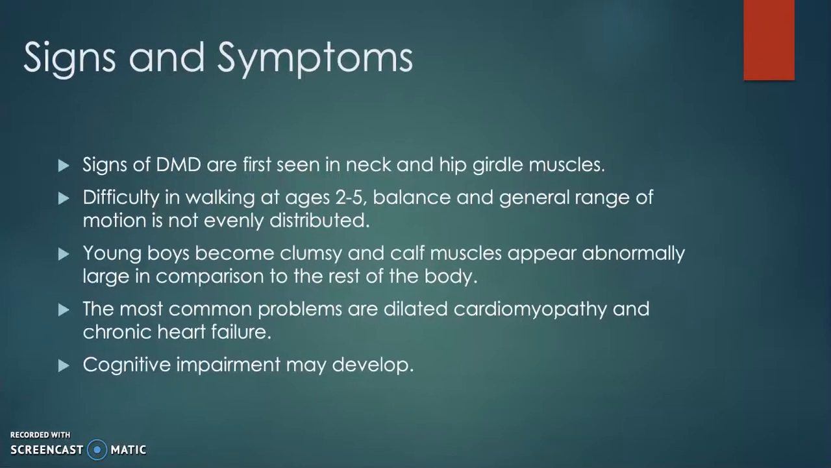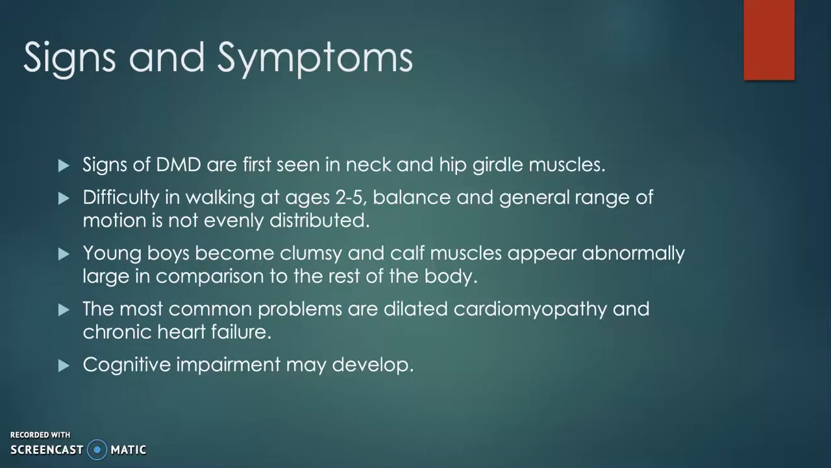Alrighty, signs and symptoms. So the signs of DMD are first seen in the neck and hip girdle muscles. You'll see, as a parent, the child having difficulty walking from ages 2 to 5. Balance and general range of motion are not evenly distributed. So for example, it'll be difficult for the child to stand up and be balanced, difficult to pull themselves up off a chair, and just very clumsy. So the next point is young boys do become clumsy. Their calf muscles appear abnormally larger in comparison to the rest of their body.